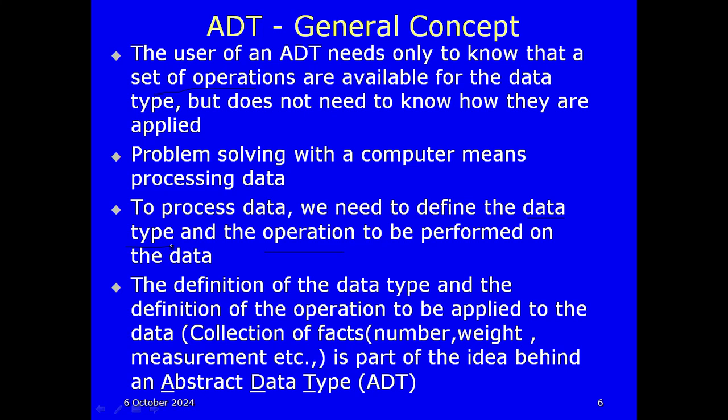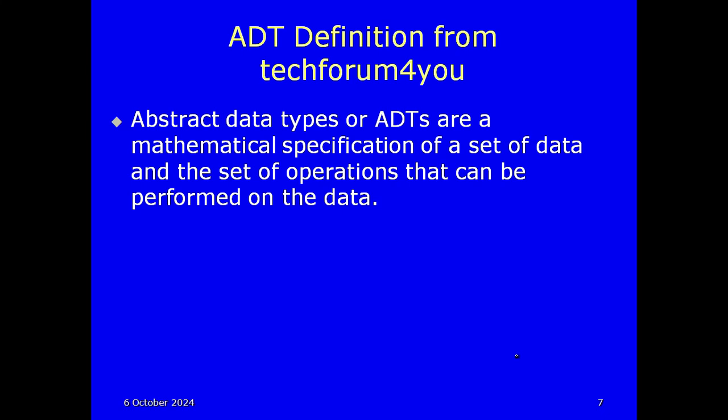Simply, we need to explain what data is: a collection of facts, such as numbers, weights, measurements. So the definition of the data type and the definition of the operation to be applied to the data is a part of the idea behind the ADT. In the simple definition, note it: the mathematical specification of a set of data and the set of operations that can be performed on the data.